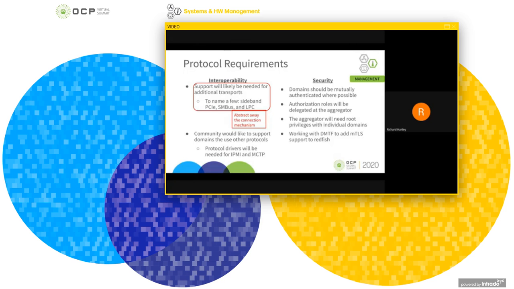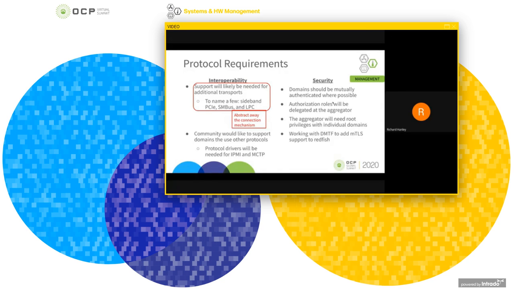They might be through some sideband PCIe channels on SMBus or LPC. Basically, the assumption that all BMCs can run Redfish might be okay, but the assumption that all BMCs have full network connectivity might not fly.